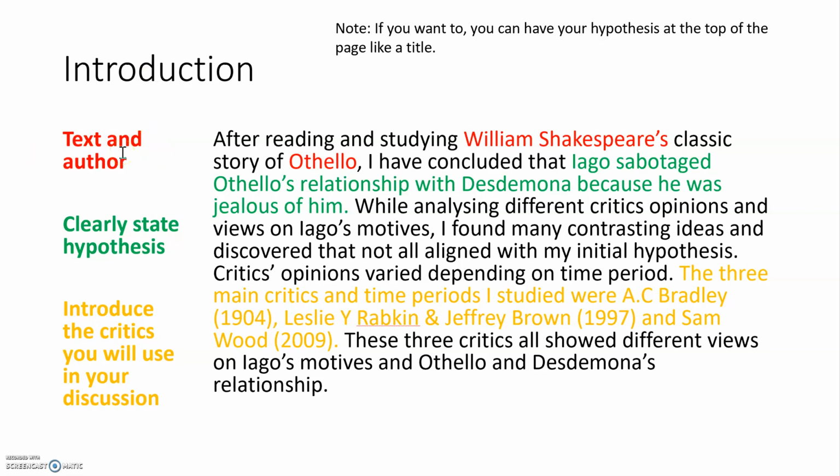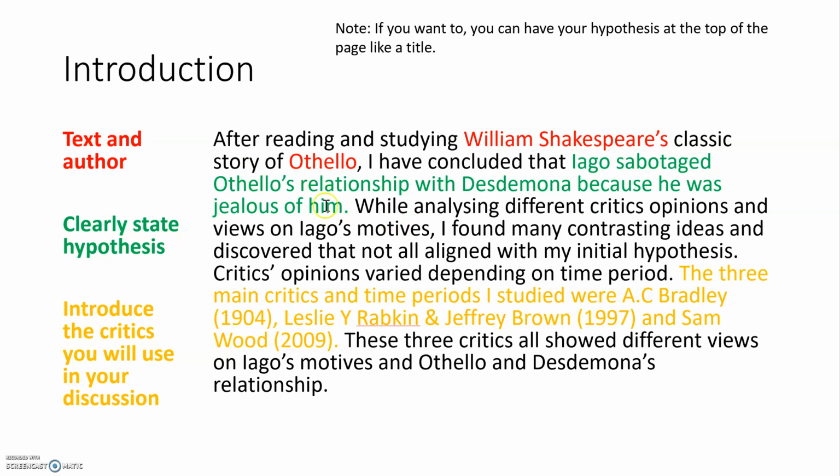And so in this case, the person has studied William Shakespeare's classic play of Othello. And they are clearly stating their hypothesis, saying that Iago sabotaged Othello's relationship with Desdemona because he was jealous of him, right? That's their statement. They think that is true. They claim it in the introduction as if it was true. And so that is what a hypothesis should be doing.